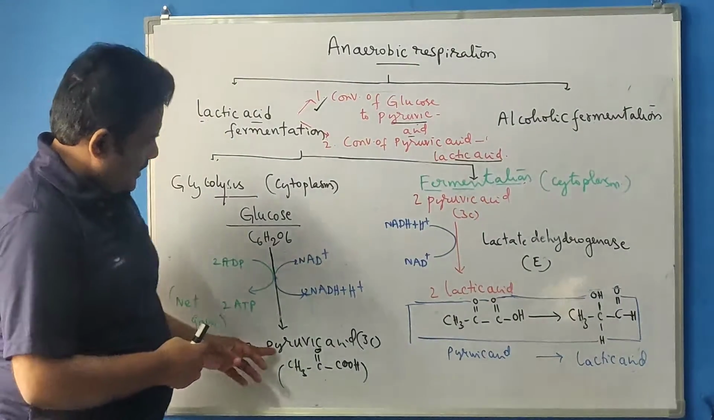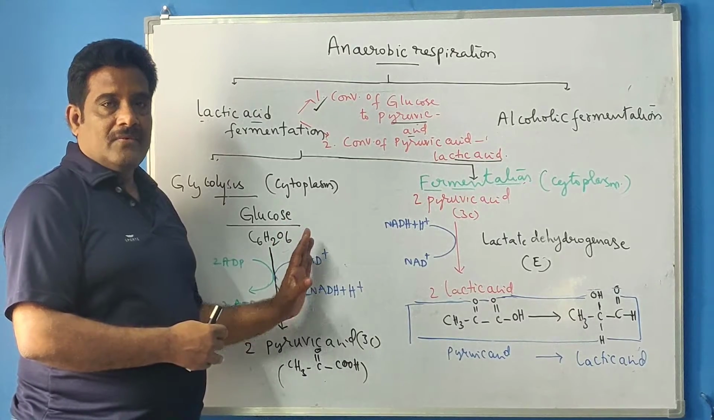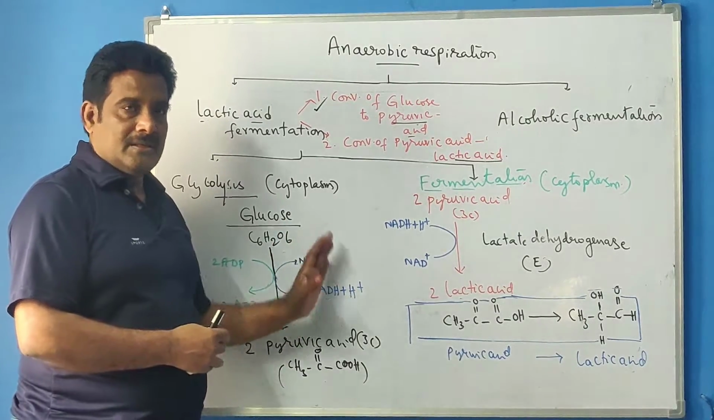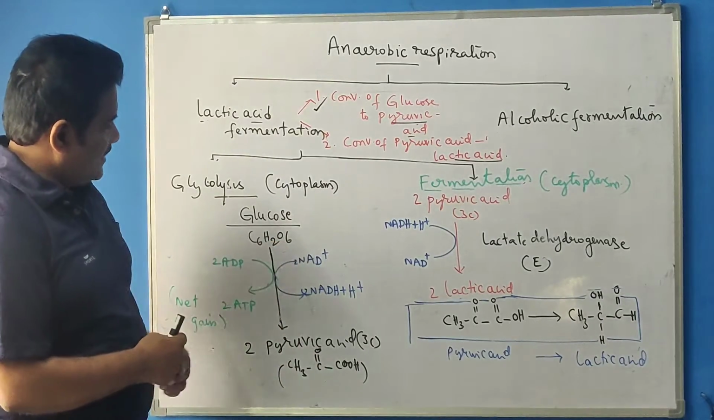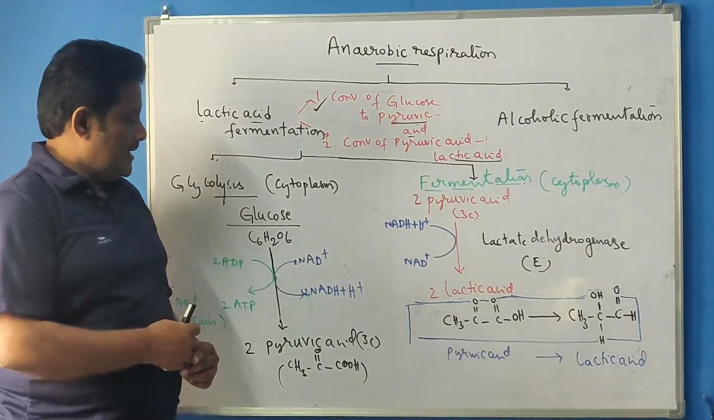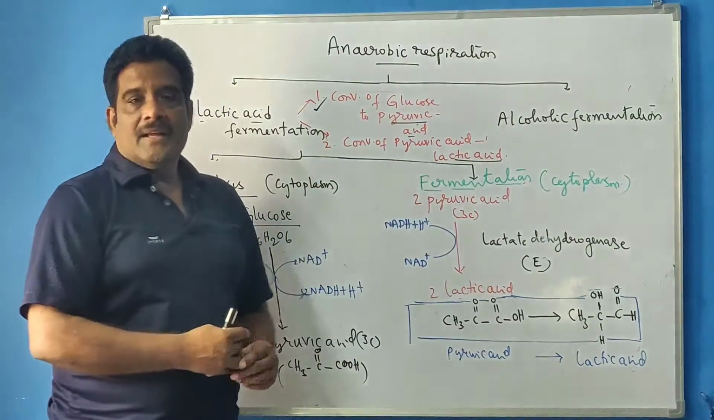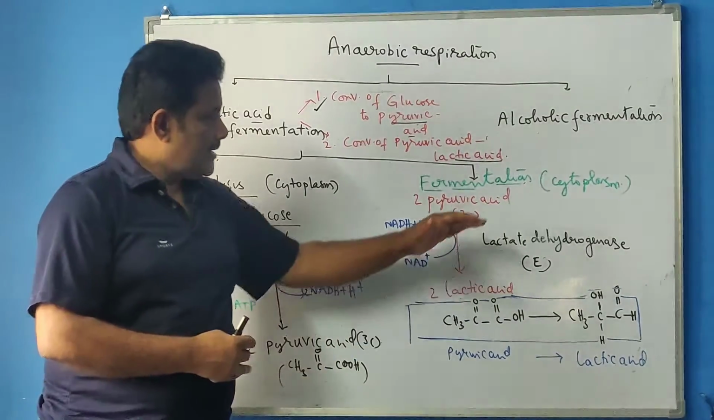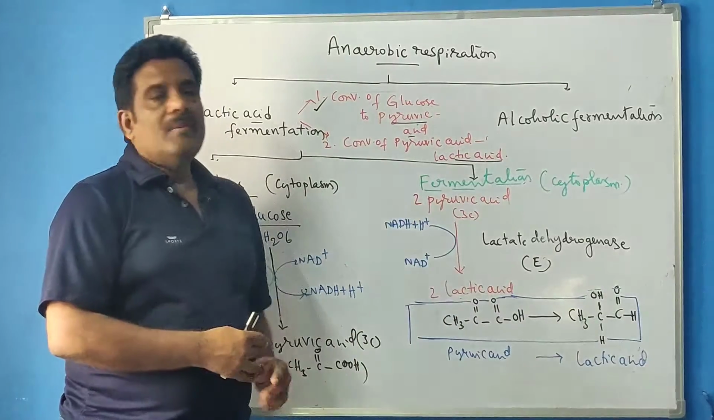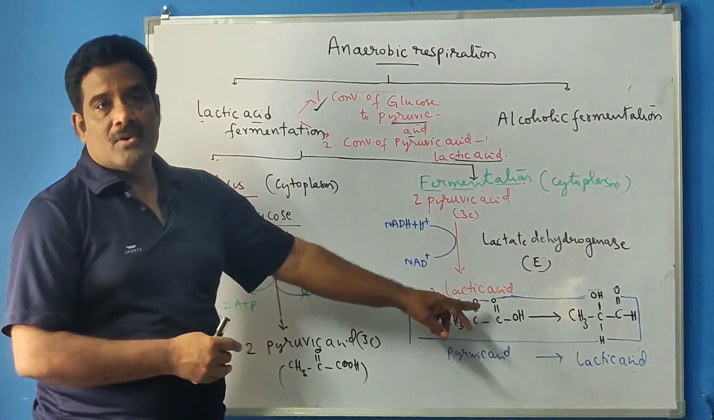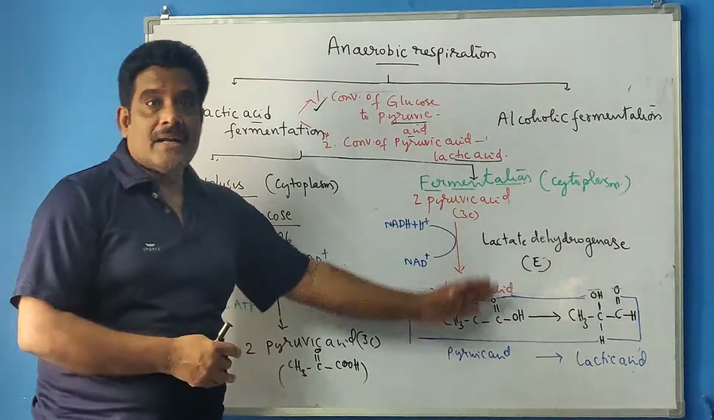Okay, so pyruvic acid is a 3-carbon compound, glucose is a 6-carbon compound. You are familiar with that. How many carbons are present in this pyruvic acid? 3-carbon compound. And these pyruvic acid molecules that are produced here, that point you have to remember, undergo some reactions here. The 2 molecules of pyruvic acid get reduced to 2 molecules of lactic acid. This is our end product, that is lactic acid.